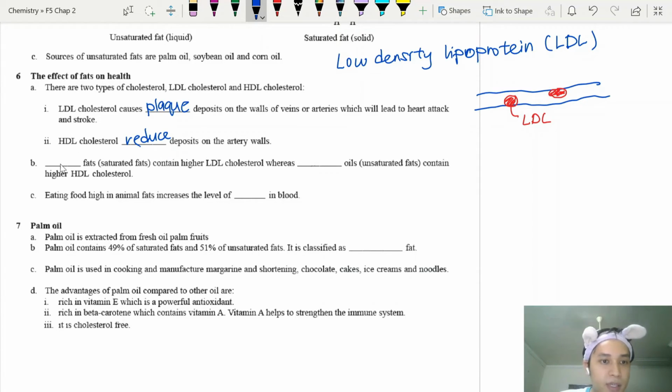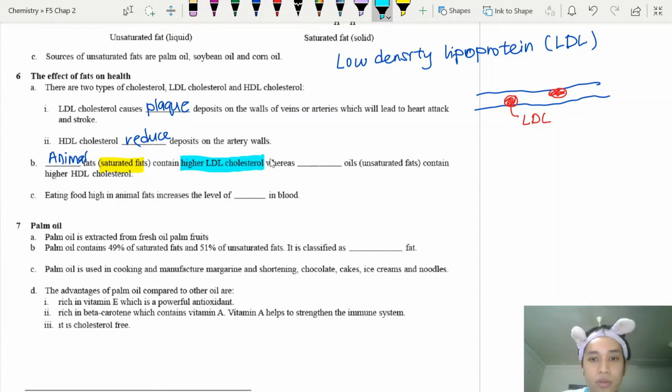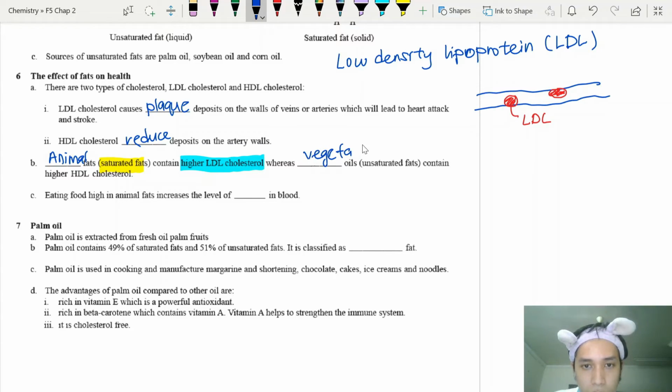So animal fats, or saturated fats. Remember, saturated fats have higher LDL cholesterol. Whereas vegetable oils, or unsaturated fats, have more HDL.